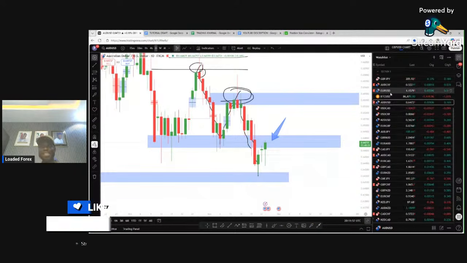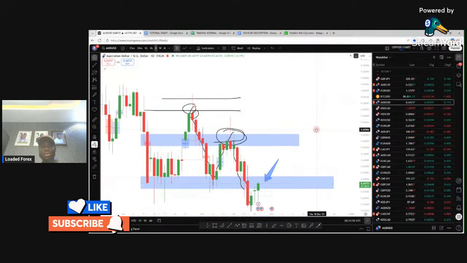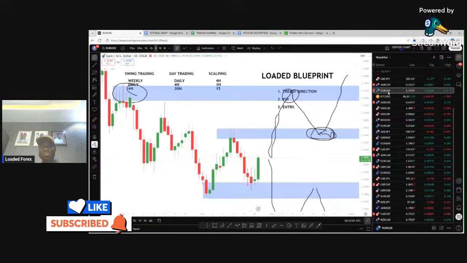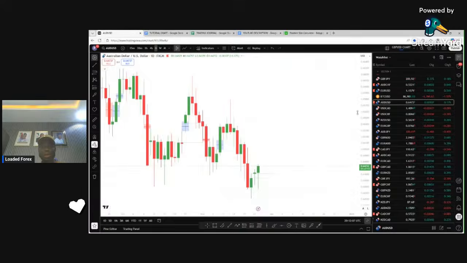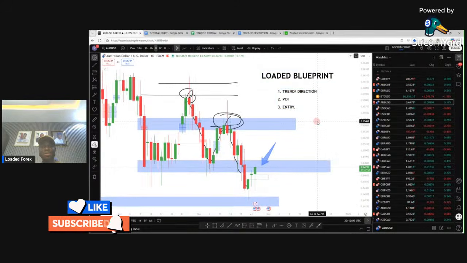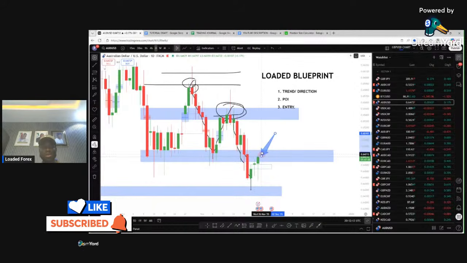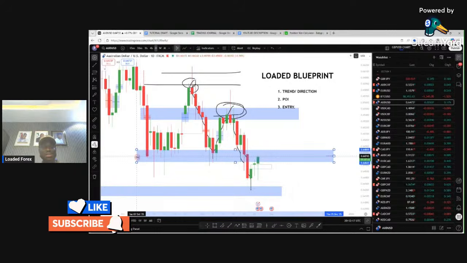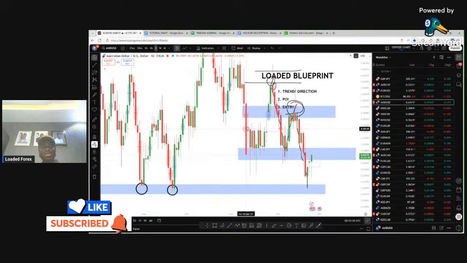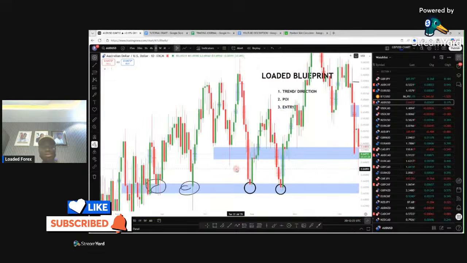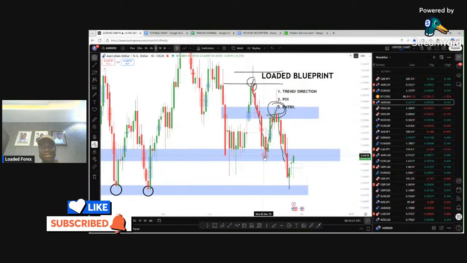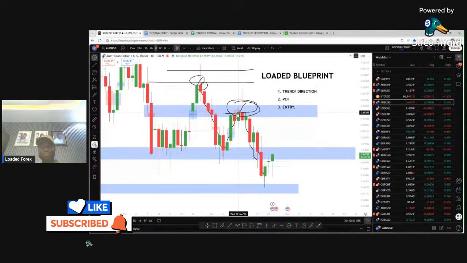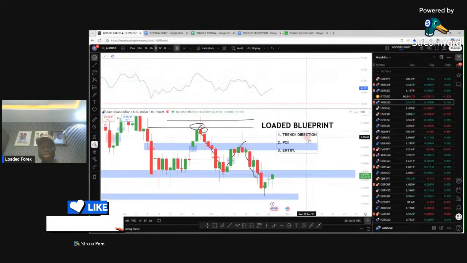Remember, I explained that we have a blueprint that we use all the time. Let me bring the blueprint here again. So we have our blueprint here. So now this place is going to serve as our what? Our POI, right? Because we have a solid key zone here. If we extend it to the future, price reacted around this zone here, reacted here, reacted here, reacted here, isn't it? Now, how are we going to execute this trade right now?